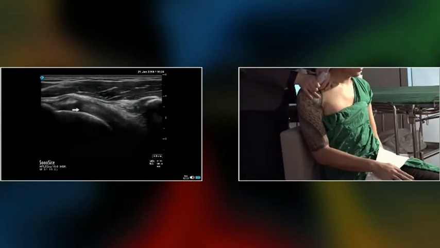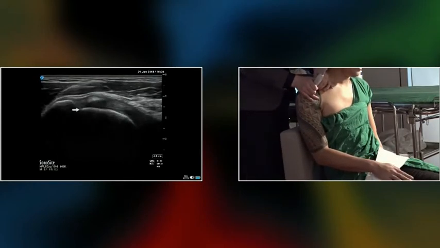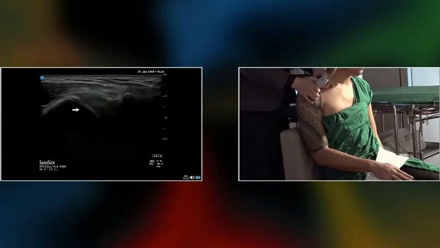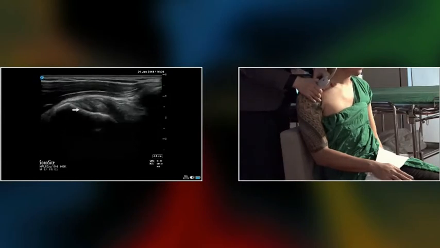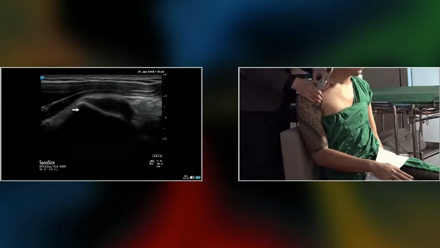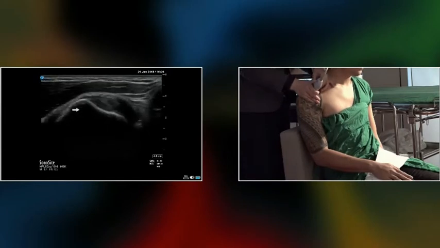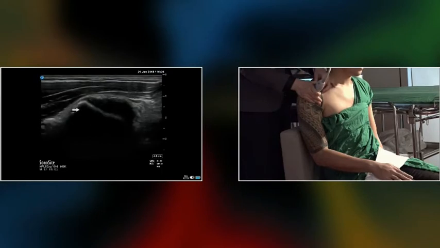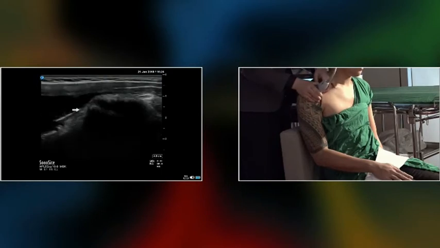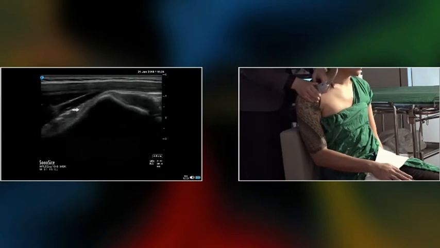And then we would like to scan on the longitudinal component of the biceps tendon, okay? So we can scan on the lateral, the short head. So slowly.